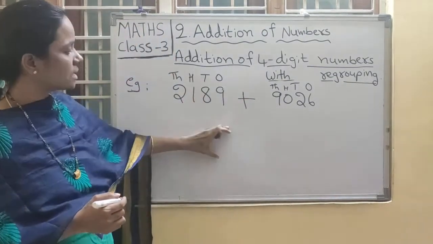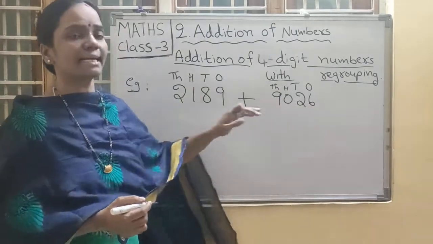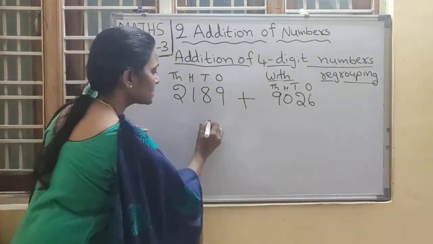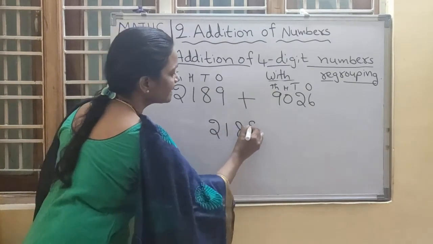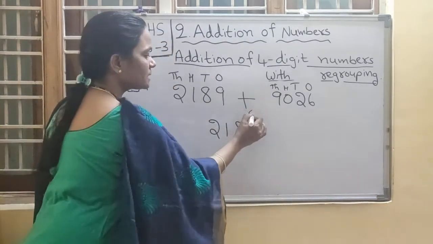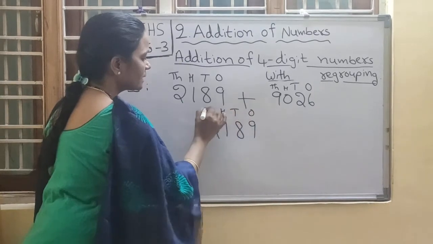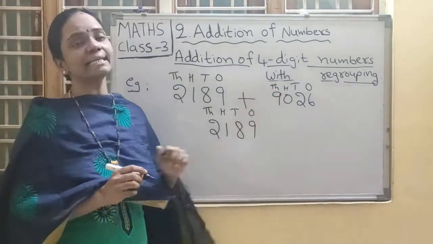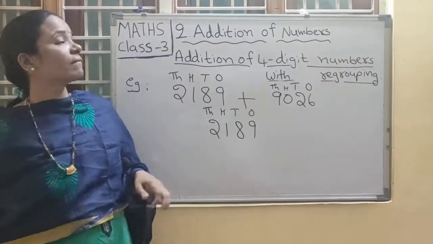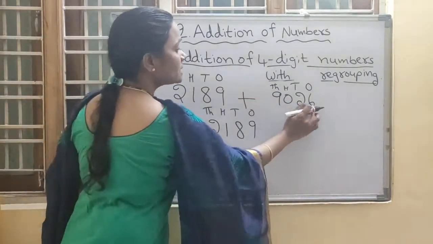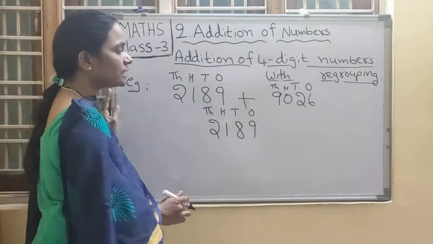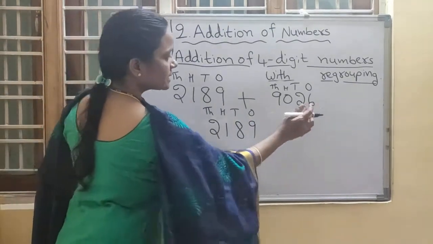First write down the first number. Below it write down the second number. Yes, children, tell me what is the first number? Very good. It is 2189. Yes. Write down the places. Ones place, tens place, hundreds place, thousands place. Below it write down the second number. What is the second number? 9026. So here we have to write the digit first.